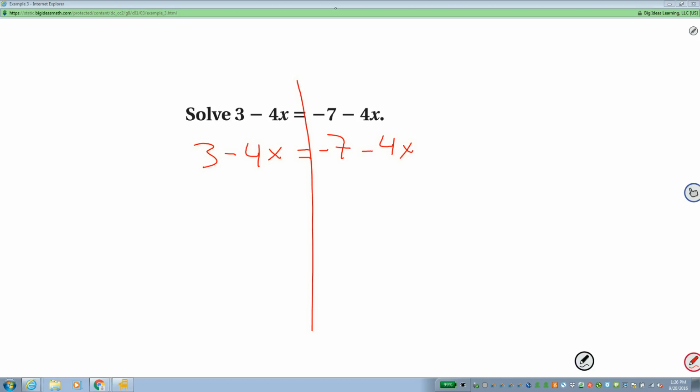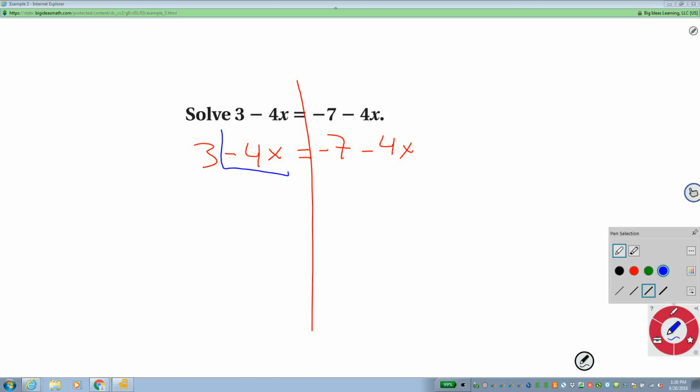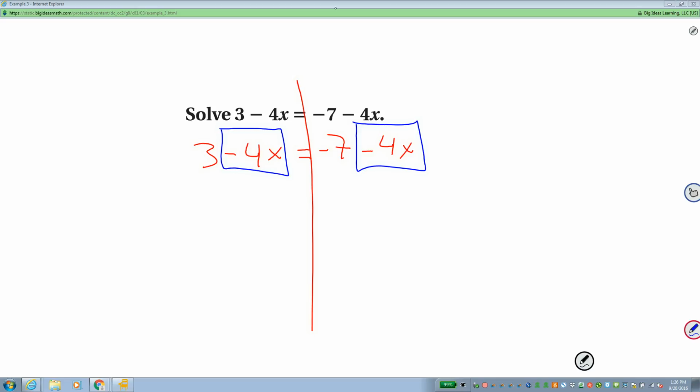So if we take a look at this right now, we have a negative 4x here and a negative 4x here. What do you think is going to happen when we try to isolate the variable to one side? Aaron? They are going to cancel out. You're correct. So let's go ahead and do this. If I'm going to move 4x or negative 4x to the other side of the equation, it doesn't matter which one I pick. They're both negative 4x.